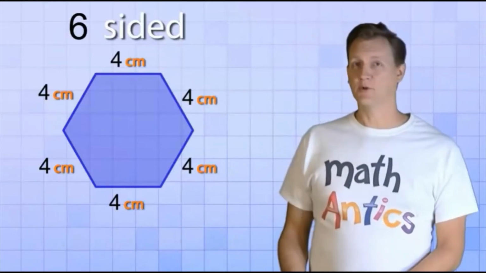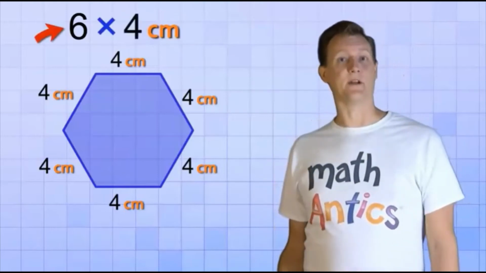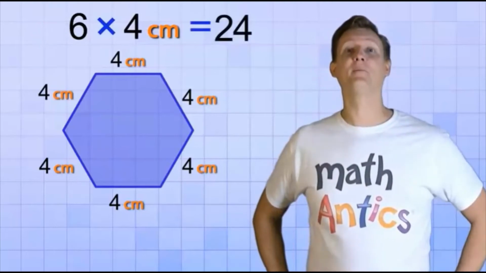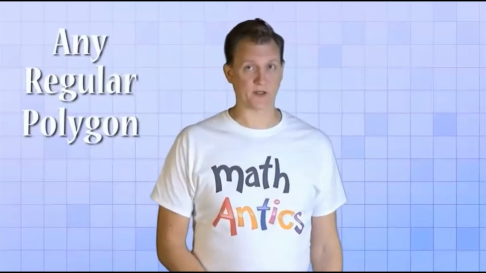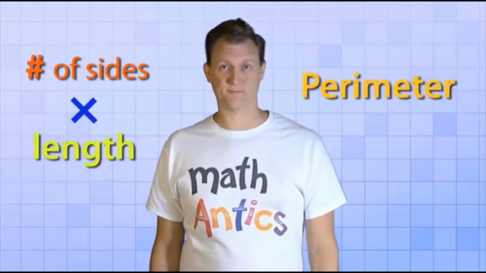All we have to do is multiply the number of sides, 6, by the length of the sides, 4 centimeters. 6 times 4 equals 24, so that means the total perimeter must be 24. 24 what? Oh, centimeters. That's better. Oops. And this formula works for any regular polygon, no matter how many sides there are. If the sides are all the same length, you can just multiply the number of sides by the side length, and you have the perimeter.